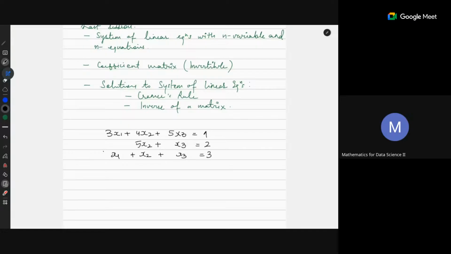Okay, so how many variables are there? There are three unknowns. Unknowns or variables, both are the same thing. I will be using them interchangeably. There are three variables, and then there are three equations.